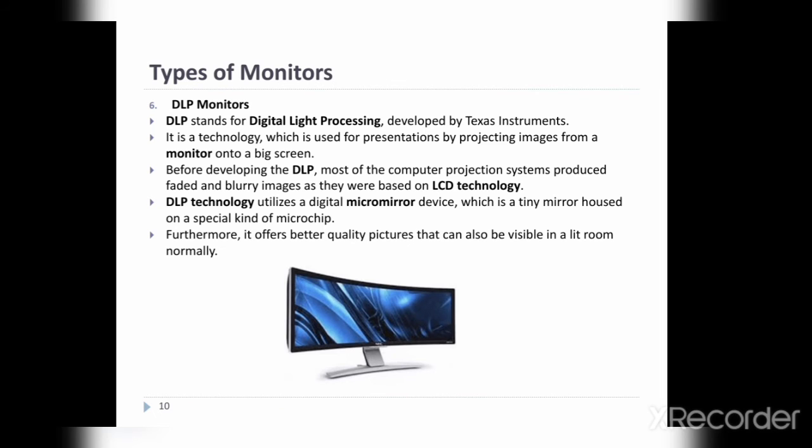Before the development of DLP, most computer projection systems produced faded and blurry images as they were based on LCD technology. DLP technology utilizes a digital micromirror device, which is a tiny mirror housed on a special kind of microchip. Furthermore, it offers better quality pictures that can also be visible in a little room normally. So this is the DLP monitors.